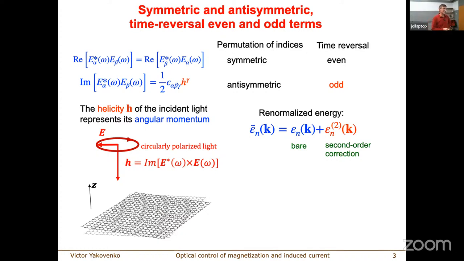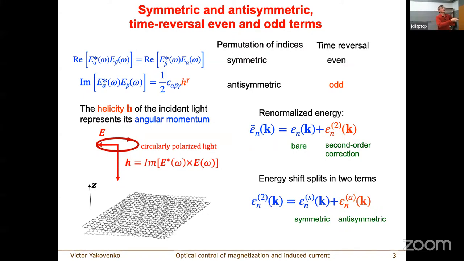Now the question is about symmetric and antisymmetric parts. When I say energy, I will always mean the energy of the electrons. I shine light on electrons and the energy of electrons is changed. It's not the energy of the electric field, it's the energy of the electrons or whatever particles are in the system. So this is the Bloch band structure energy, the bare one. And this is the second order correction, which I showed on the previous slide. This is the renormalized energy, modified to second order in the electric field.